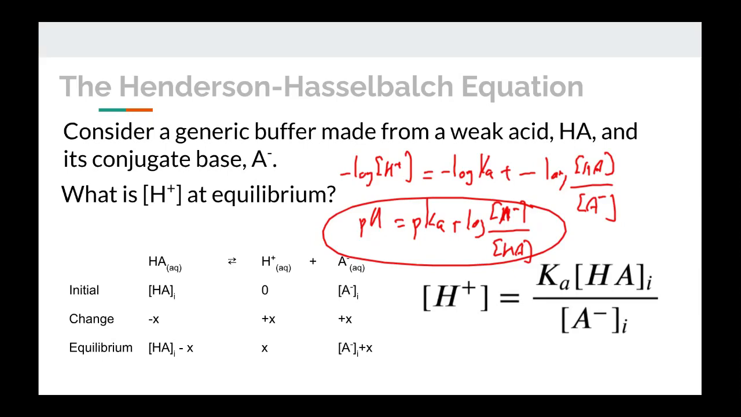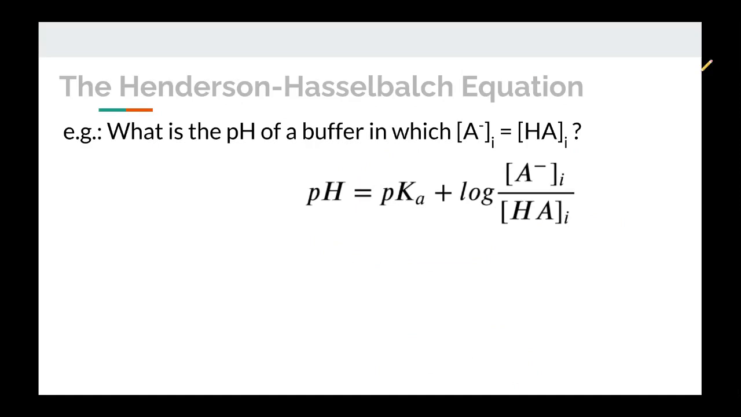And then we can do another thing too. Because the A minus and the HA are in the same volume, because they're in the same mixture, the ratio of the concentrations of both of these things is going to be the same as the ratio of moles, and the volume just cancels out. So we could write this either way: pH equals pKa plus log of concentration ratios, or number of moles of A minus over number of moles of HA as well. And that's often much more useful. Now, these are initial values because we're making the assumption that there's not going to be a significant change compared with the initial concentrations.